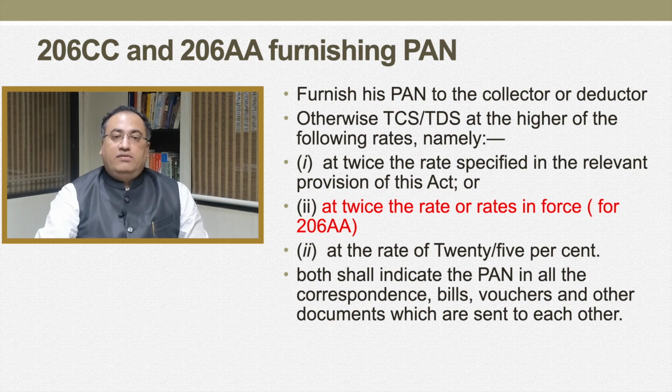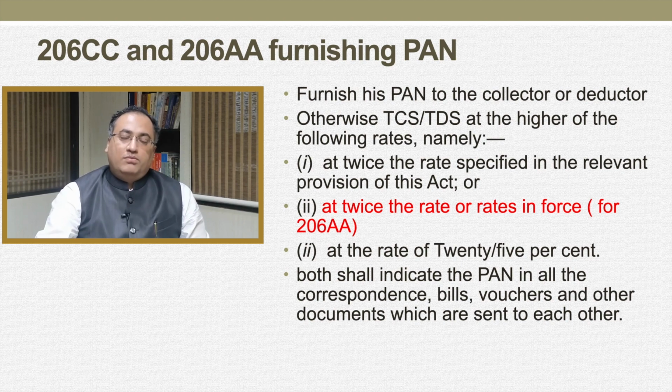Or third one, at the rate of 5% or 20%. So 20% rate is there in case of a TDS provision, in case PAN is not provided and TDS is required. So आपकी जो भी liability होगी TDS की वो 20% पे discharge होगी. Whereas in case of a TCS, if PAN is not there, your liability will be discharged at the rate of 5%. So out of these two or three conditions, whichever is the higher rate, the TDS or TCS shall be deducted on that. And PAN has to be communicated on each and every communication between buyer and seller on their stationery and so on and so forth.